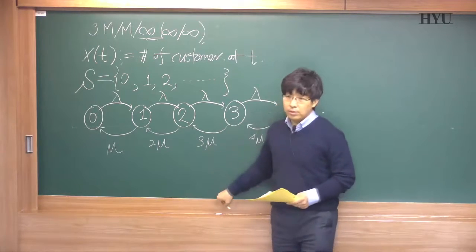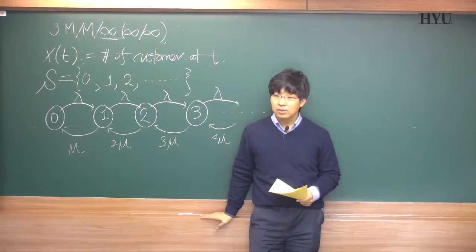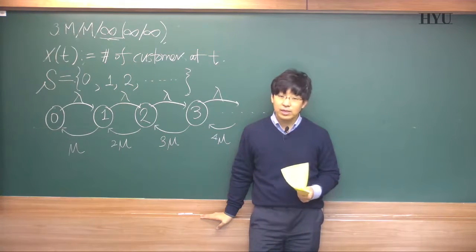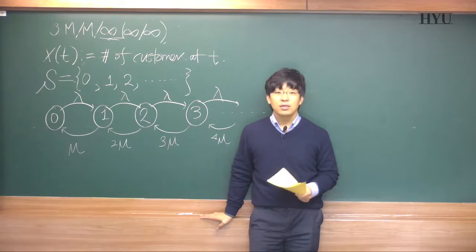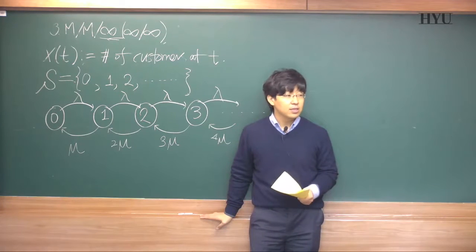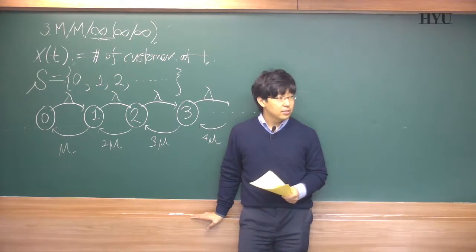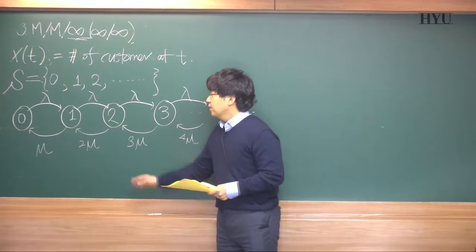And so on. By the way, do we need a buffer in this case? A waiting line? What do you think? No, we don't have to consider a waiting line because we have infinite servers. As long as a customer arrives to the system, instantly, immediately, he or she can get his or her service, right? So the rate diagram is here.